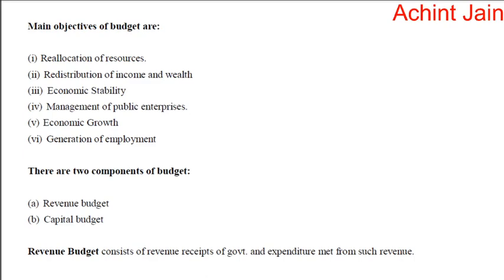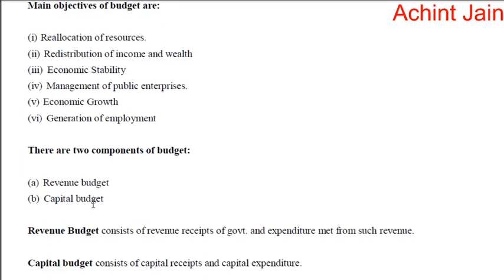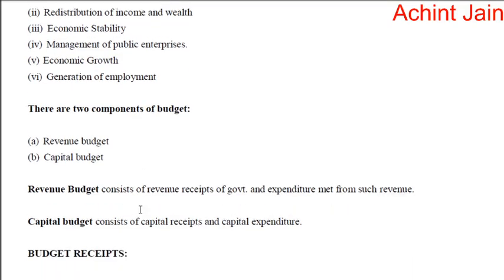The major components of government budget are the revenue budget and capital budget, because the central government has defined for us the two main components of budget. These are revenue budget and capital budget. Revenue budget, first we will try to discuss.